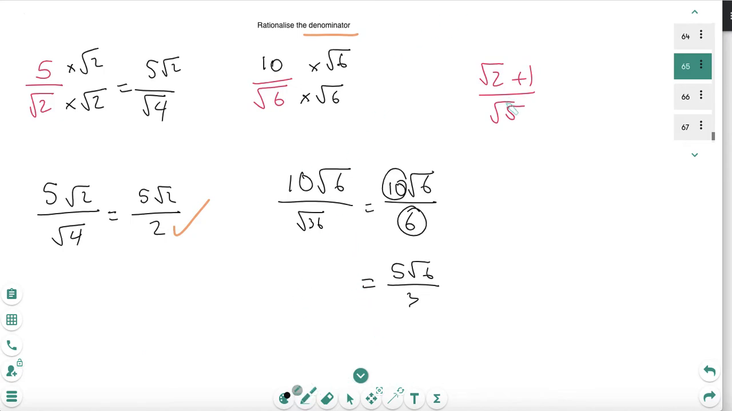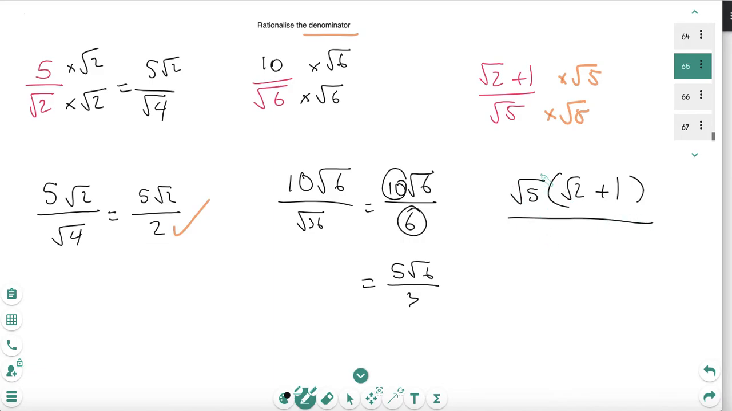Oh, look at that. Surd at the bottom. Times it by itself. Root 5 times root 5. All right. So we're going to do this times root 5. I like to write it like this. Root 5, and then in brackets, root 2 plus 1 over root 5 times root 5 is root 25. Let's expand the bracket. So root 5 times root 2 is root 10. And root 5 times 1 is just root 5. And the square root of 25 is just 5.